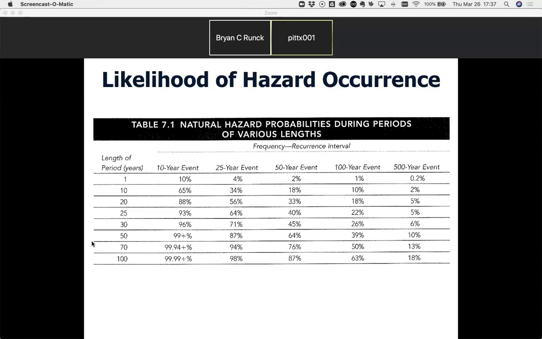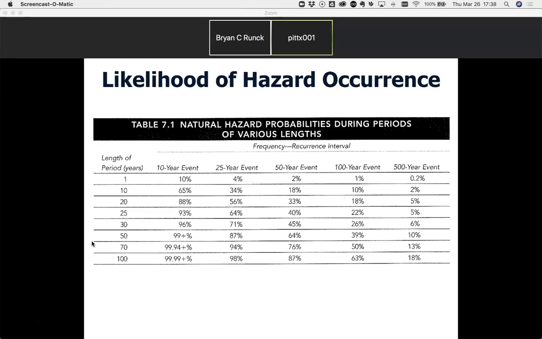Typically, the events that are most commonly used in planning are the 10-year event, which is the event that we try to plan urban development areas to be able to accommodate stormwater that's coming off of the landscape. And then the 100-year event becomes the storm event around which we plan in terms of large-scale flooding.